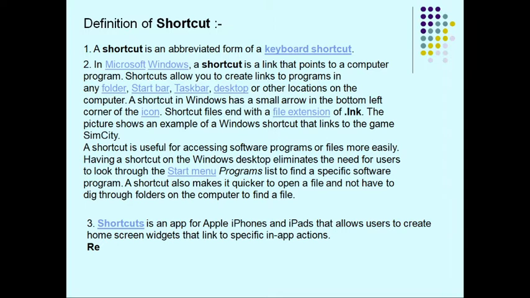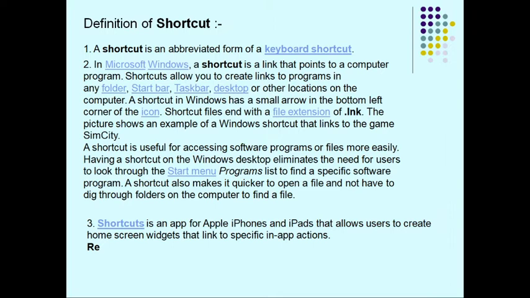A shortcut is an abbreviated form of a keyboard shortcut. In Microsoft Windows, a shortcut is a link that points to a computer program. Shortcuts allow you to create links to programs in any folder, start bar, taskbar, desktop, or other locations on the computer. A shortcut in Windows has a small arrow in the bottom left corner of the icon. A shortcut file ends with a file extension of .lnk. The picture shows an example of a Windows shortcut that links to the game SimCity.